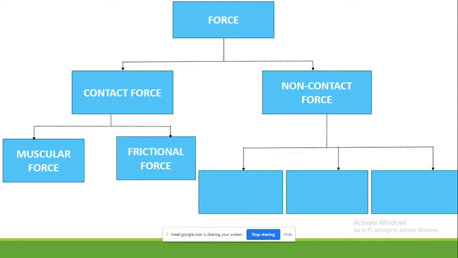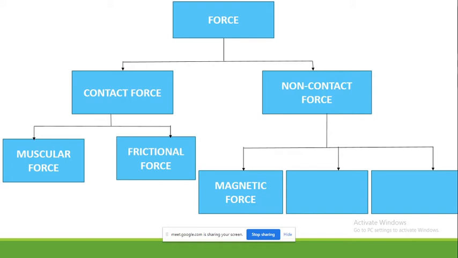Okay, give me an example for non-contact force. You can answer through chat box also, no problem. Okay. So, do you remember, just now we told a force name about earth and all? Gravitational force. Yes, correct, Sushmita, that is one.